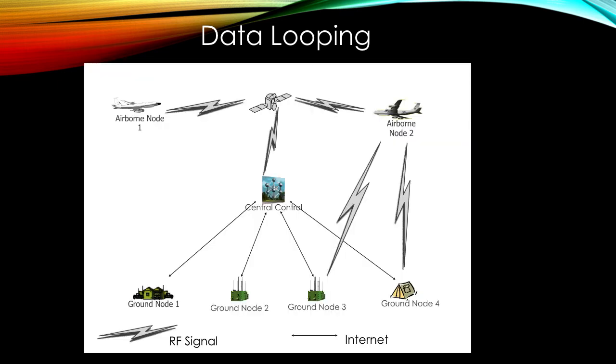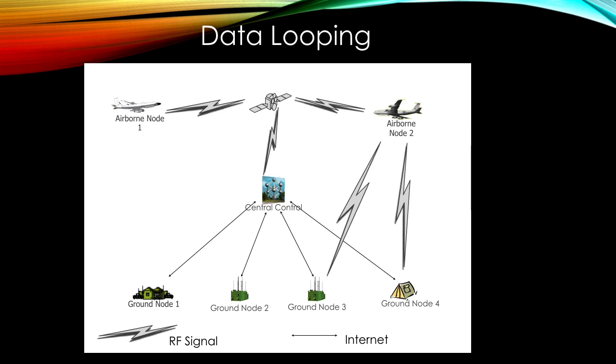Now, this is a quick illustration of what data looping actually is. We have a few different nodes here connected to the central controller. Airborne Node 1 and Airborne Node 2 are sending intelligence data that they're collecting over the battlefield through a satellite down to the central controller. The central controller is sending that information down to ground nodes 1, 2, 3, and 4. Now these ground nodes are also sending information back to the central controller of things they're seeing and the decisions they're making.